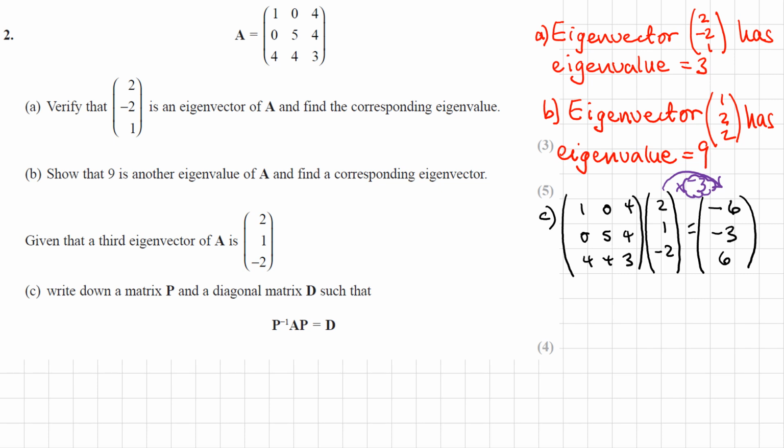So this eigenvector of 2, 1, -2 has an eigenvalue of -3. Right, let's start now by writing the matrix P.